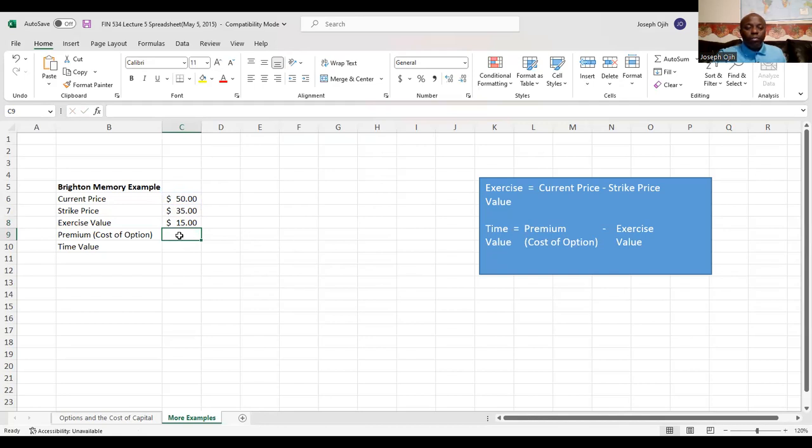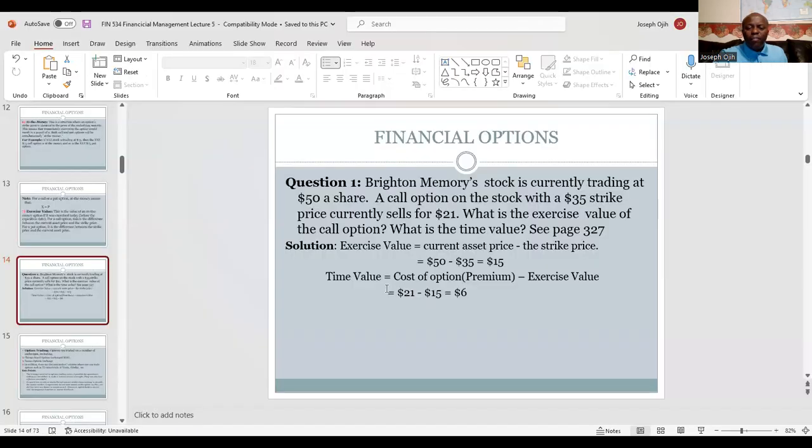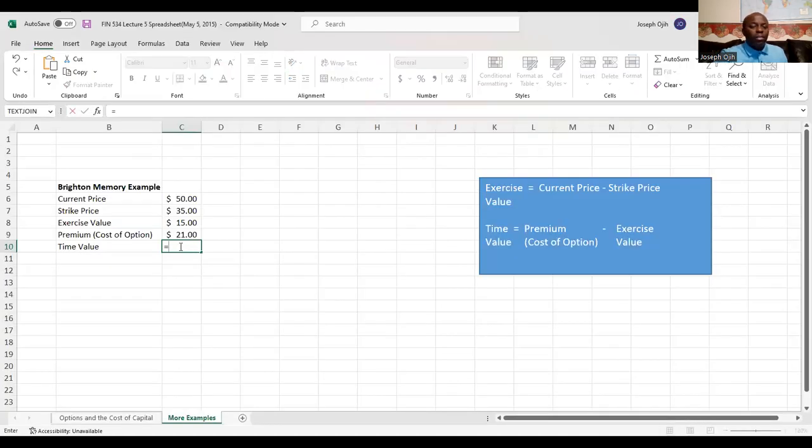Then the cost of the option premium is $21 according to the equation. The second question they asked us was to find the time value. That is the cost of the premium minus the exercise value. It was the time value. So the premium minus the exercise value is the time value. Click on that, and we have our two answers here.